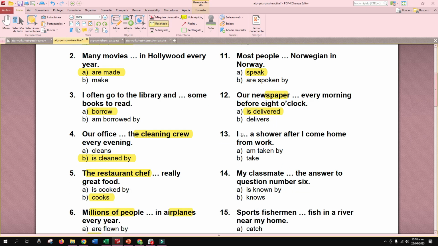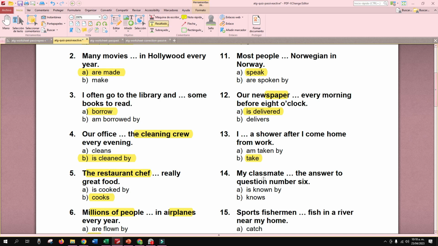13. I take a shower right after I come home from school. Letter A, I am taken by, or I take? I take a shower. So I am taken by who? No, you take the shower, right? So it's an active one.